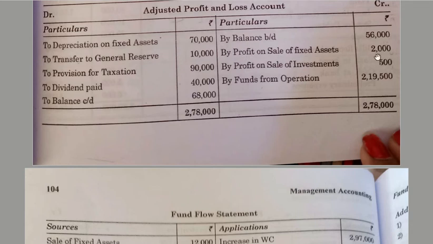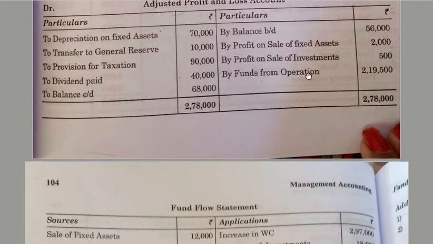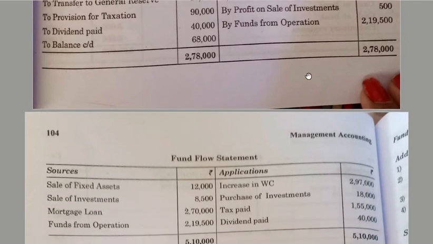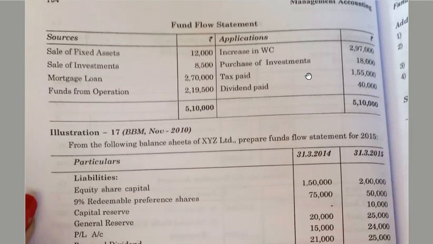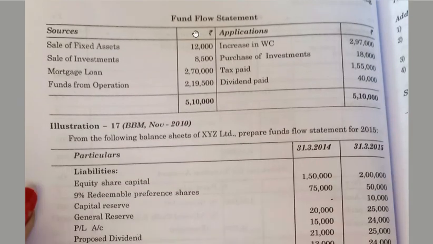So by profit on sale of fixed assets 2,000, by profit on sale of investment 500, which is also in your ledger accounts. So your balancing figure: by funds from operation 2,19,500. So moving on to your fund flow statement. So whatever you have in your cash balances, to cash, by cash.